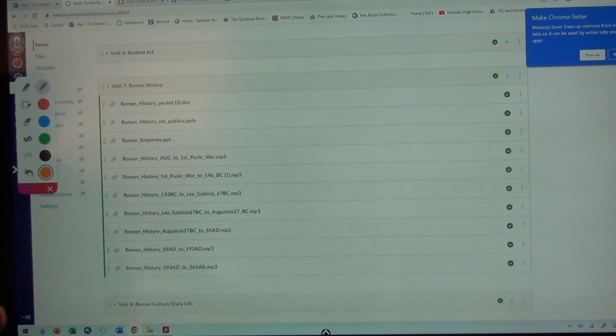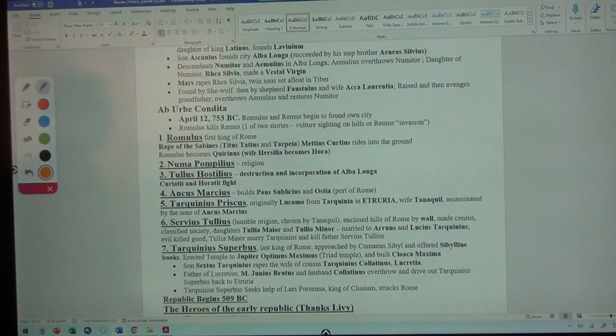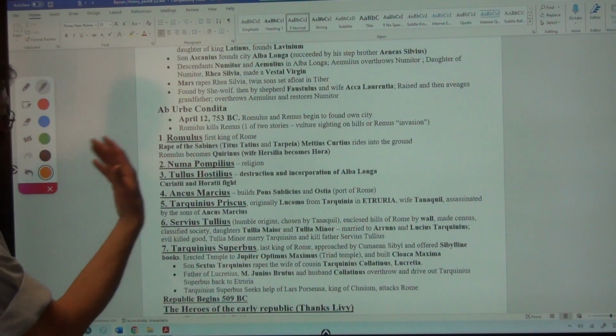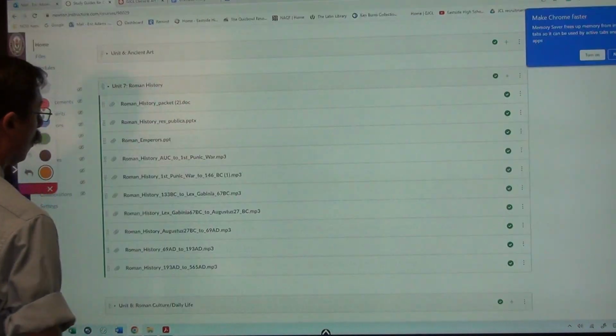The next unit is Roman history. And again, what we have is an actual document. If you want to see the document, it is listed right here, in which I went through a 600-page book and reduced those 600 pages to 35 pages. And so, 35 pages, you read it, and you will know Roman history rather well.